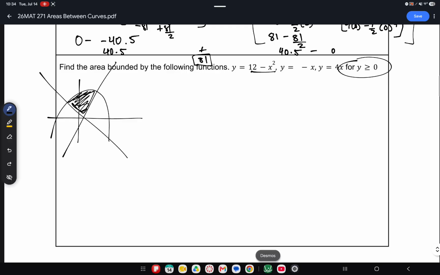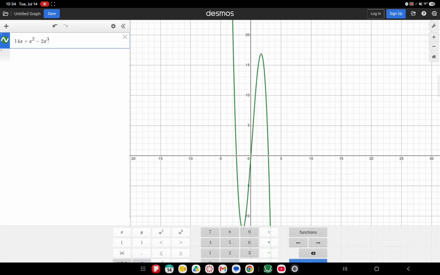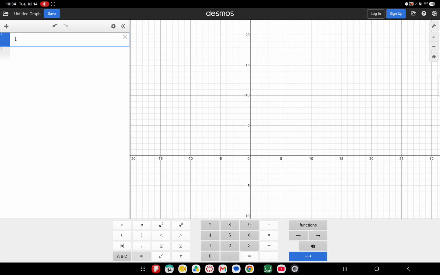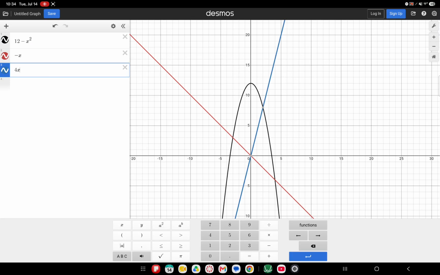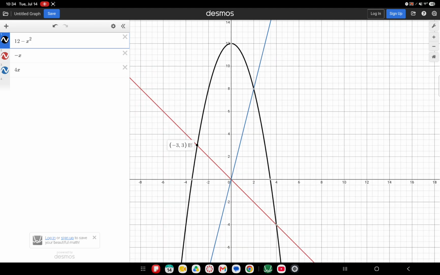Let's get a good picture of that. So I have 12 minus x squared, negative x, and 4x. So see, I was pretty close. And there's my intersection points. Okay, so I'm going to be looking at 2 different integrals here.